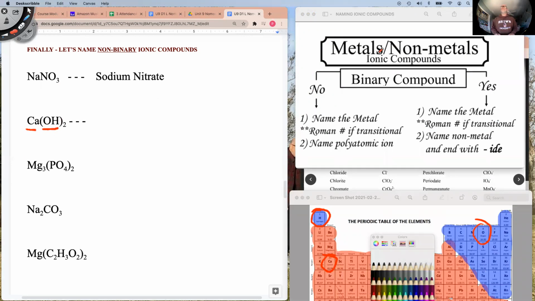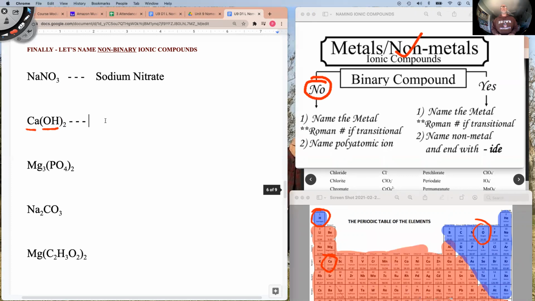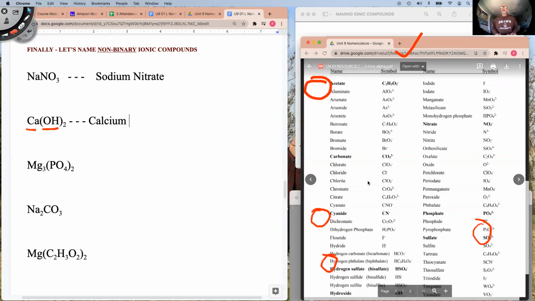So, is it a metal with a nonmetal? Check. Is it binary? Are there 2? Nope, there's not 2. It's not binary. No. Okay, so let's name the metal and then name the polyatomic ion. So first things first, let's name the metal. The metal's named calcium, calcium. Let's name the nonmetal, which is the polyatomic ion.